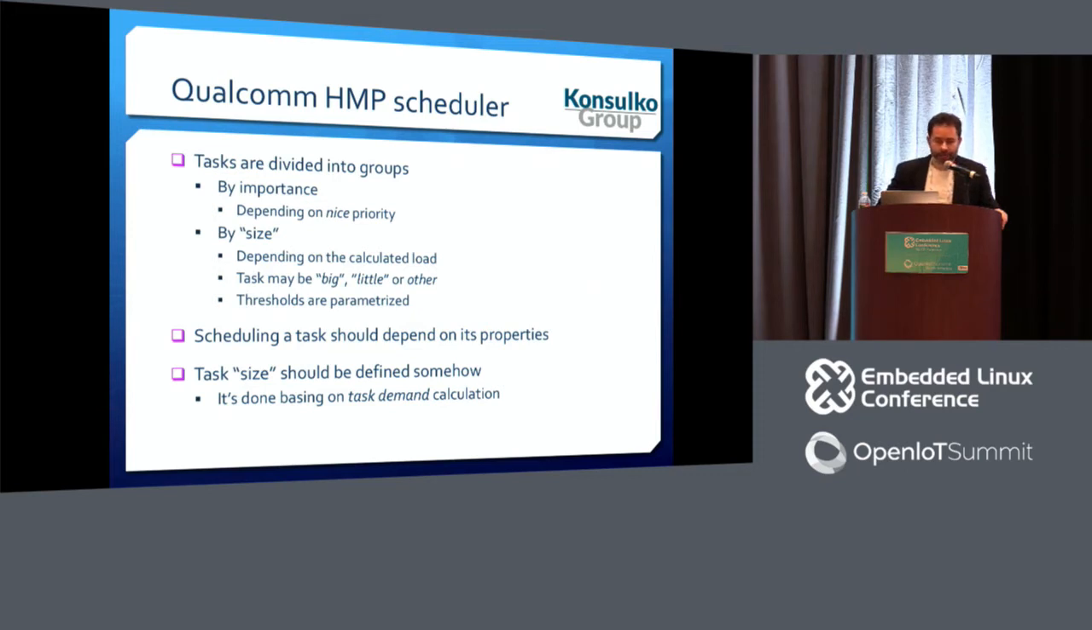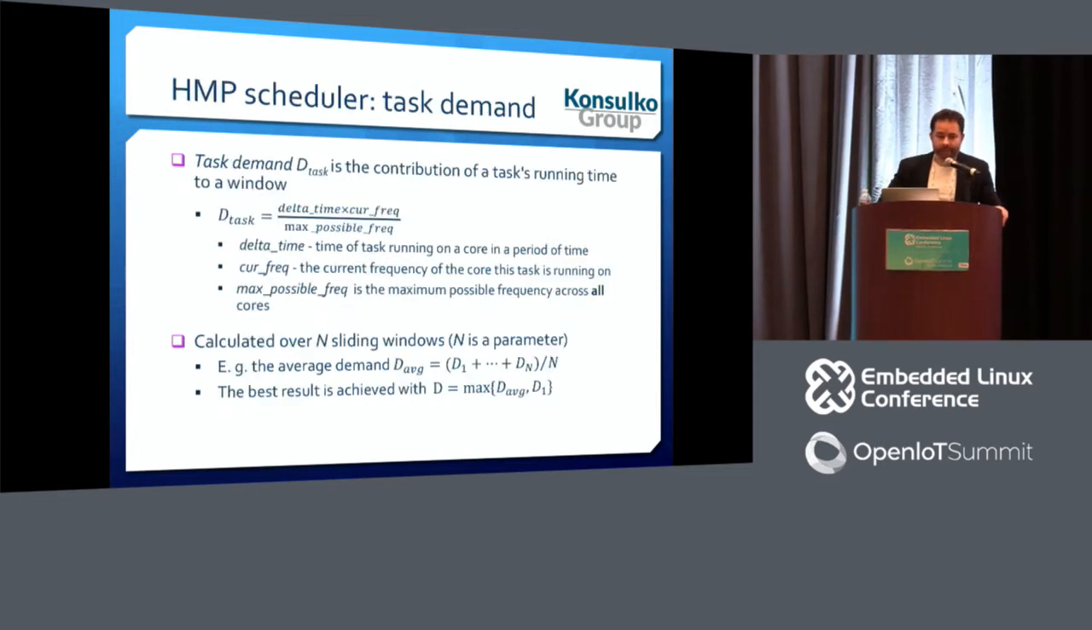And then again, we need to define task size in a precise way. And it's done basing on the task demand calculation. Task demand is calculated basing on the formula that you can see. So it's delta time, the time of task running on a core in a period of time, multiplied by the current frequency of this core, divided by the maximum frequency across all cores. So we do account for differences in maximum frequency between the golden cluster and the silver cluster, just in case.